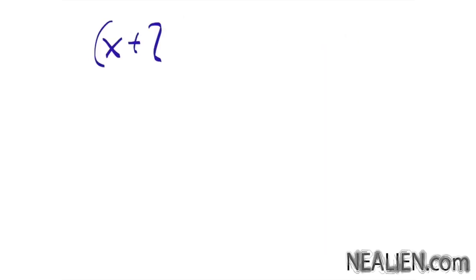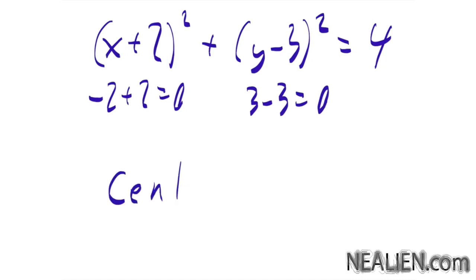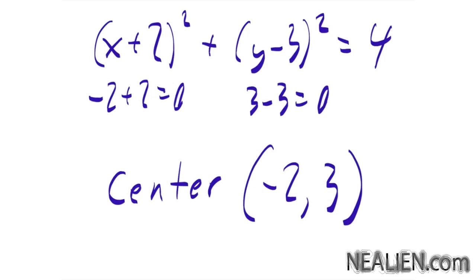Another one, let's say we have x plus 2 squared plus y minus 3 squared equals 4. And I'm using 4 consistently so far for the radius squared. It could be other numbers as well. So you can plug in negative 2 for x, negative 2 plus 2 is 0. You can plug in 3 for y, 3 minus 3 is 0. So our center is negative 2, 3. Just a few examples getting you comfortable finding the center of the circle from the equation.